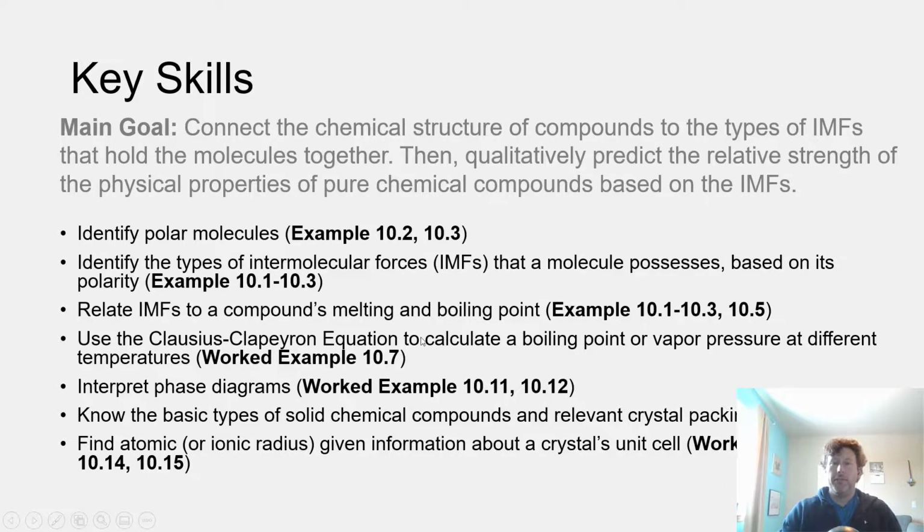Then we're going to take a mathy turn and start going back to kind of gas law stuff, learn how to use the Clausius-Clapeyron equation to calculate a boiling point or a vapor pressure at different temperatures. We're going to talk to you about phase diagrams and how to interpret them. And we're going to end by talking about the crystal structures of important types of solid chemical compounds at typical temperature and atmospheric pressure, or talk about how we can relate things like how silver atoms pack into the crystal structure that represents silver metal, and how we can use the crystal structure of silver metal to make an experimental measurement of how big a silver atom is.